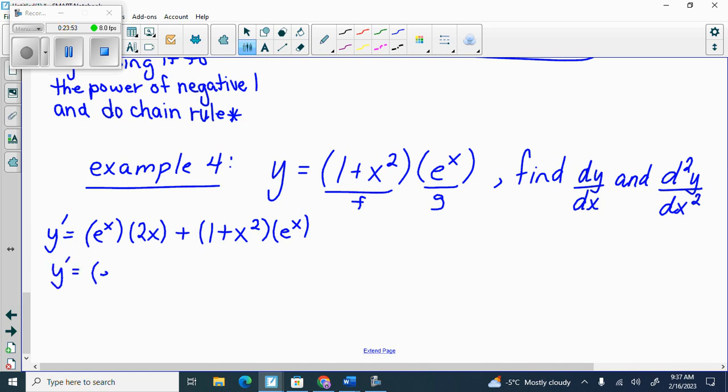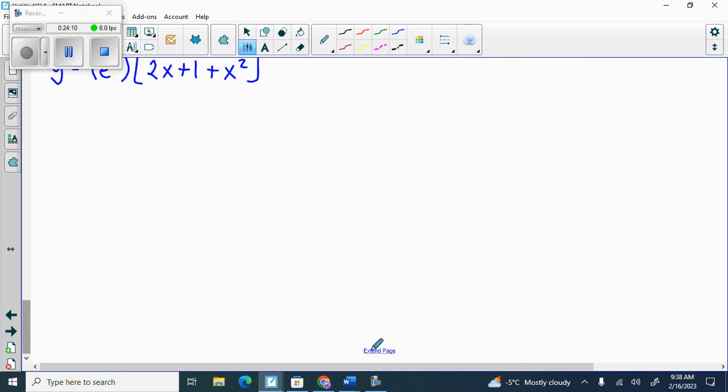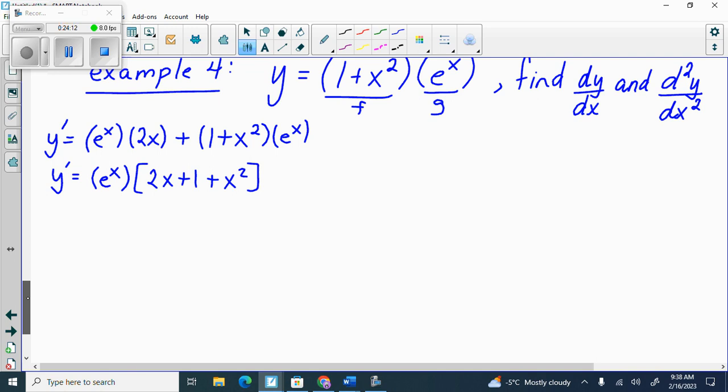e to the x. The moment you have an e to the anything or a 4 to the something or a pi to the something, you can always take that out because your first step taking the derivative of that is rewriting it. And then I'm left with 2x plus 1 plus x squared, and I'm going to be a rebel and leave it like that, and it's going to drive you crazy because it's not in order from increasing to decreasing.